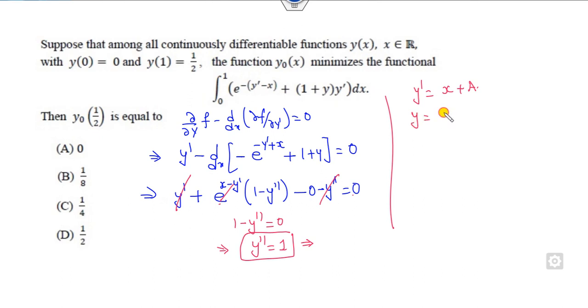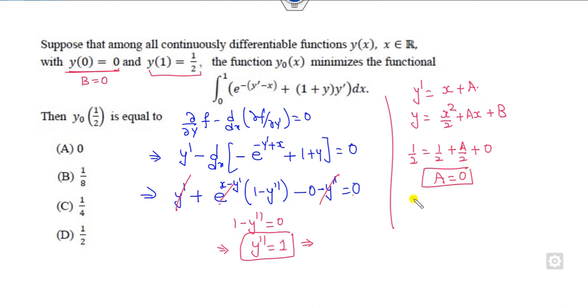If you integrate them again, it is x square by 2 plus ax plus b. Now y of 0 is 0, it means b is 0. When y of 1 is half, it is my half plus a by 2 plus 0, so a is also 0. So what is the solution of this? The solution is x square over 2.